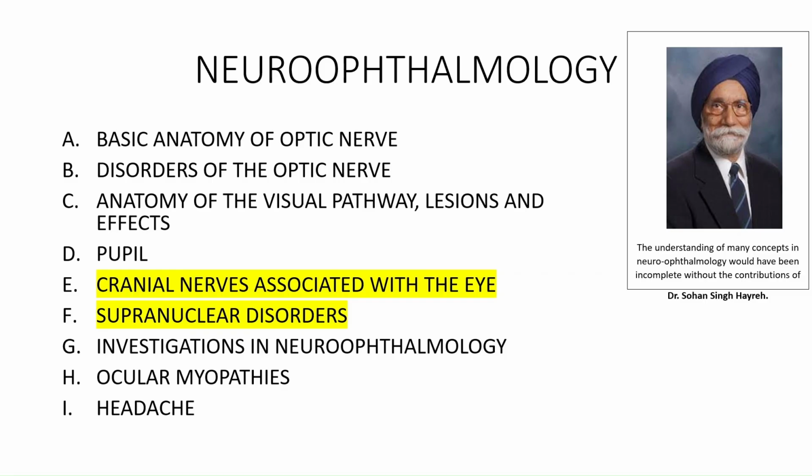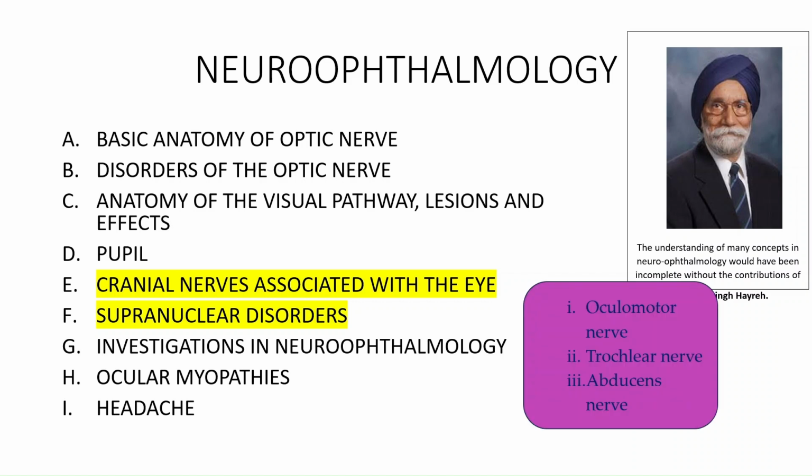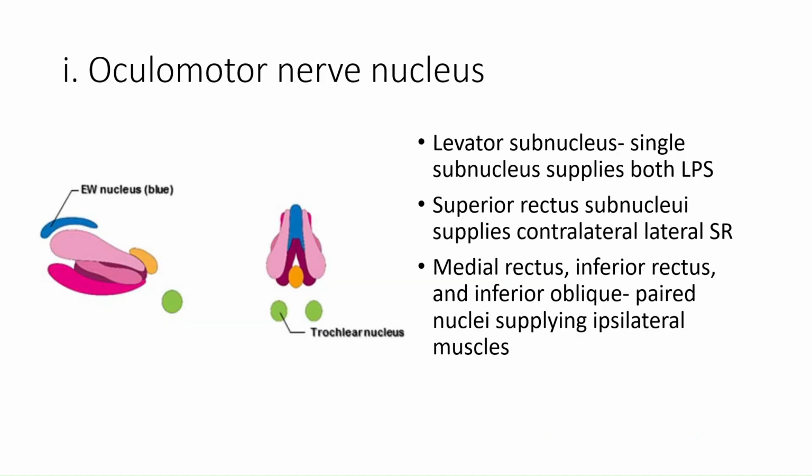Today we'll be dealing with the cranial nerves associated with the eye, like the oculomotor, trochlear and the abducens nerve, and supranuclear disorders. Let's start with the oculomotor nerve.